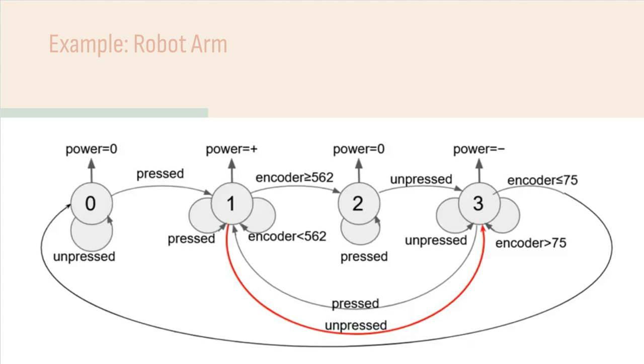The state machine goes to state 3 from either state 1 or state 2. Whenever the button becomes unpressed at state 3, if the encoder count isn't less than or equal to 75, it will set its power to 0 and stop moving. This brings it back to state 0, the initial position.